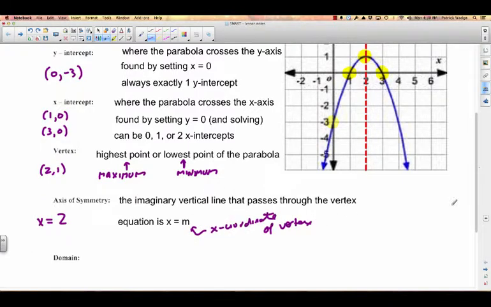vertex. So for example, if you had a parabola that went through the point (7, -3), then the axis of symmetry would be at x equals 7. Even without drawing it, I know that that's a fact. Okay, that'll always be the case.